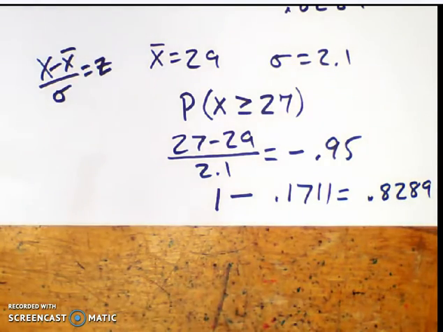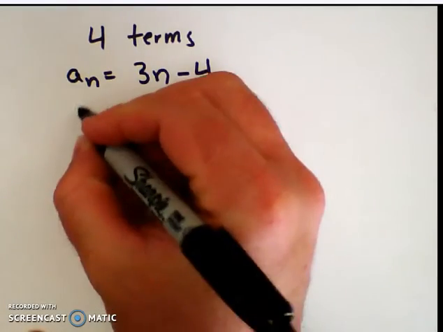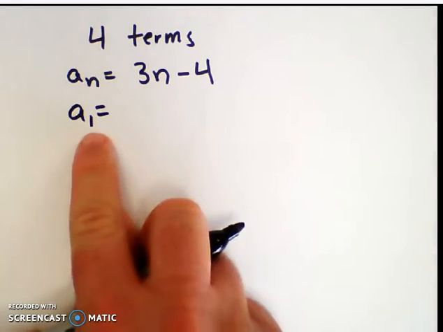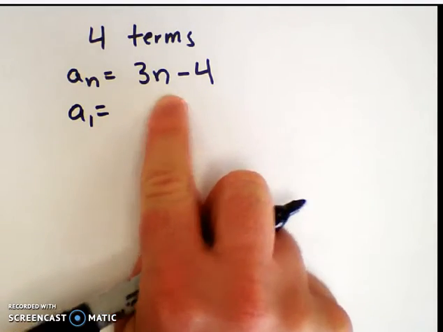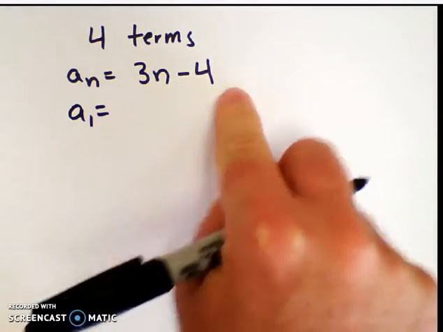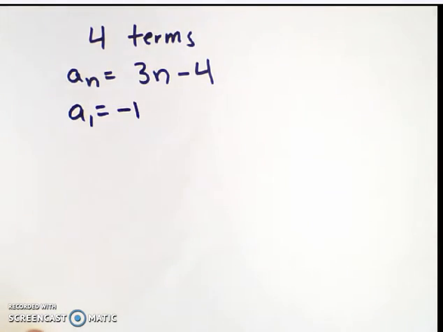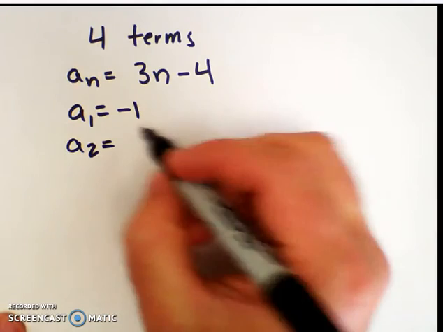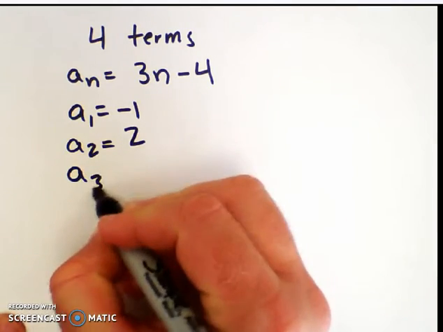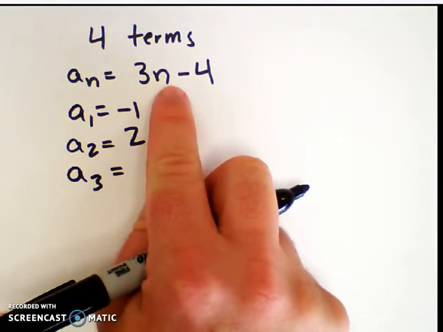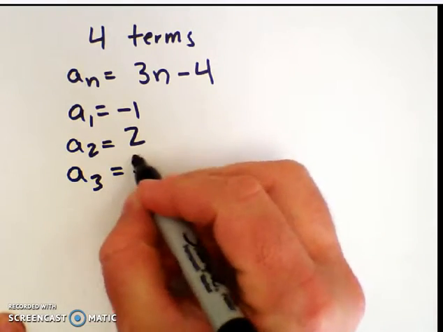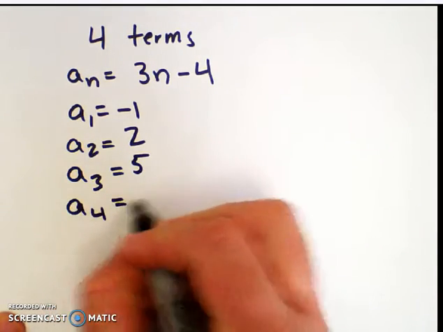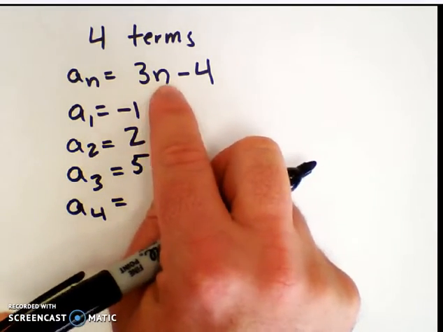Okay. So, find the first 4 terms. If you want to, you can do it by hand by plugging 1 in for the sequence. 3 times 1 is 3. 3 minus 4 is negative 1. Plug in 2. 3 times 2 is 6. 6 minus 4 is 2. Plug in 3. 3 times 3 is 9. 9 minus 4 is 5. And then plug in 4. 3 times 4 is 12. 12 minus 4 is 8.